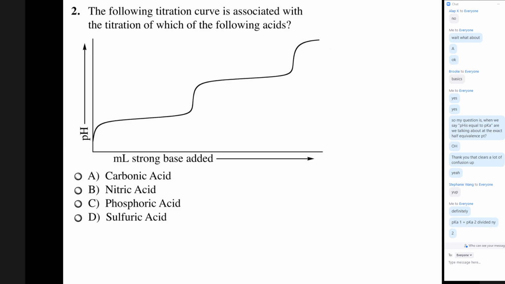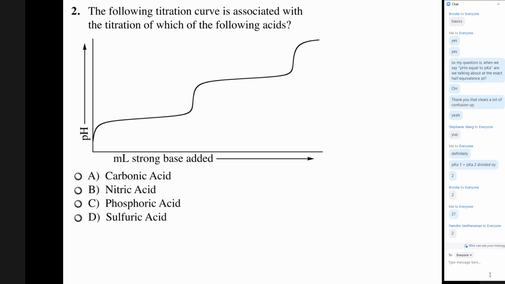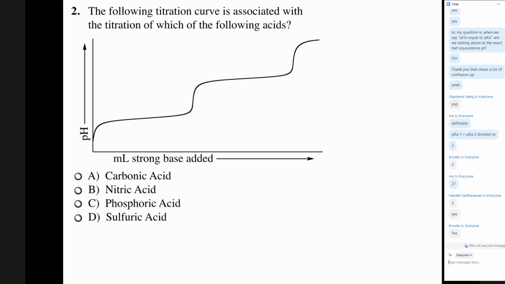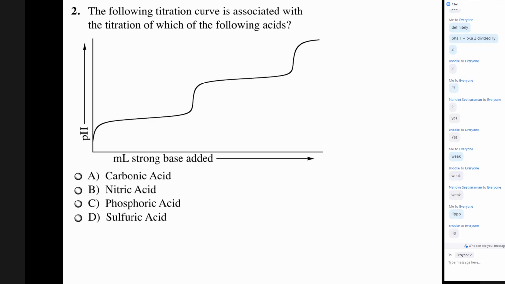So how many, when you see this, decide there's more than one proton? Is that one of the first things you recognize? So how many protons for this one? Two protons, diprotic. Does that help me at all? Is that going to help me to eliminate some wrong answers? Okay. And is it strong or weak? Weak. How do you know? Has a lip. Perfect. Is that also going to help me?